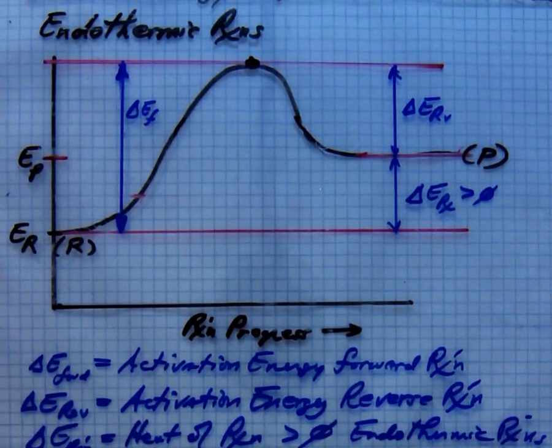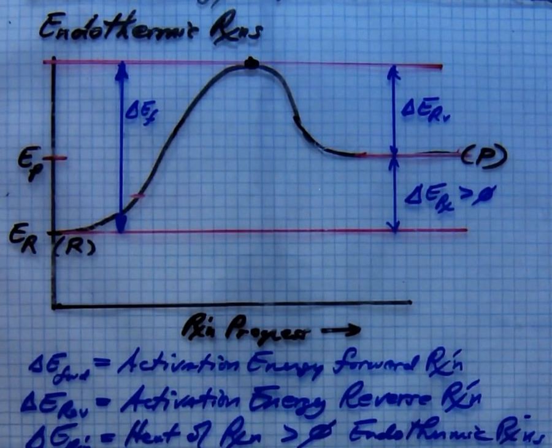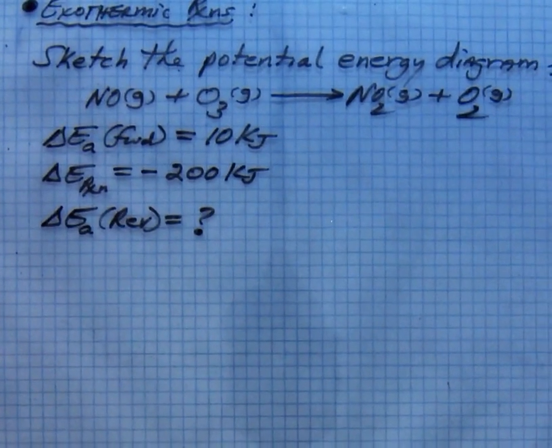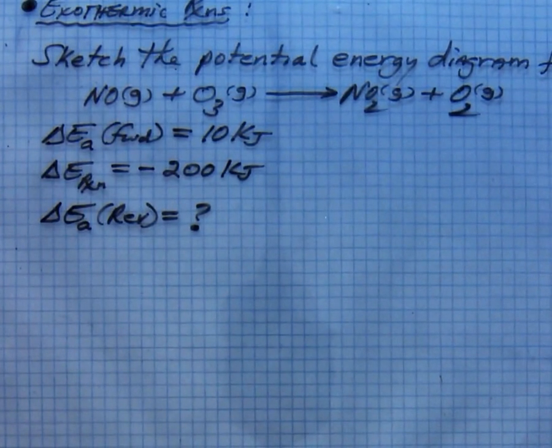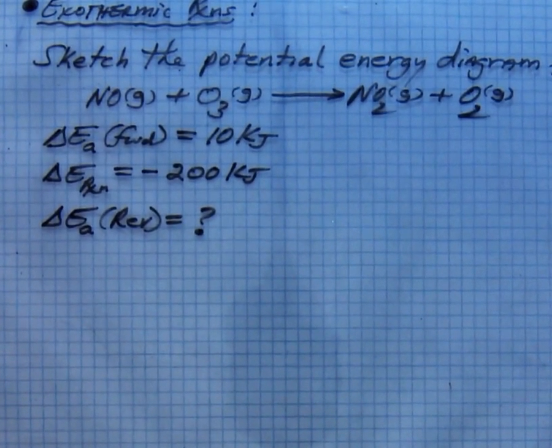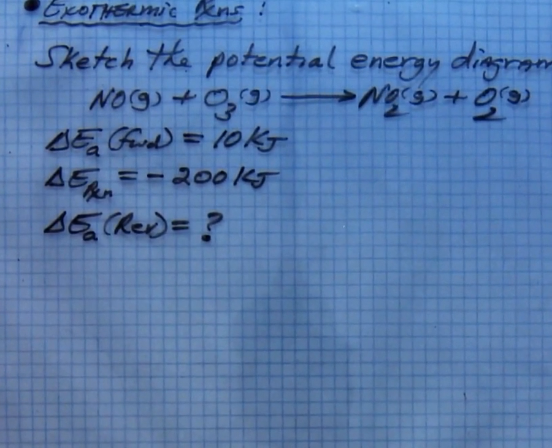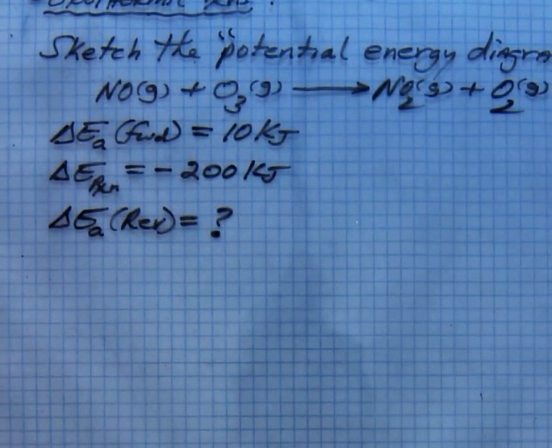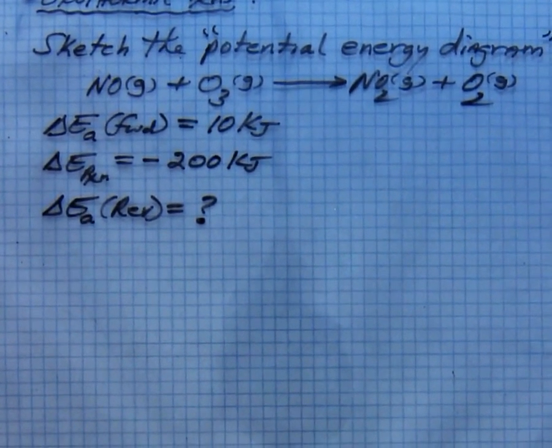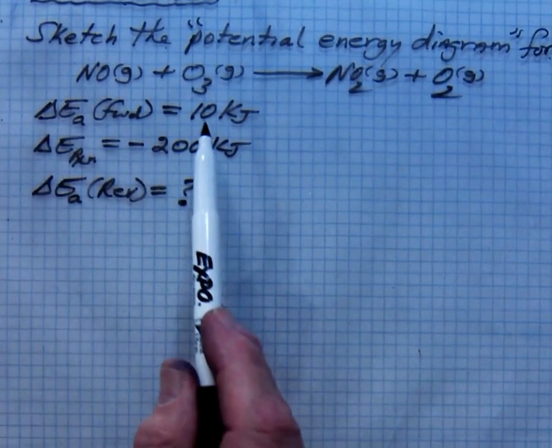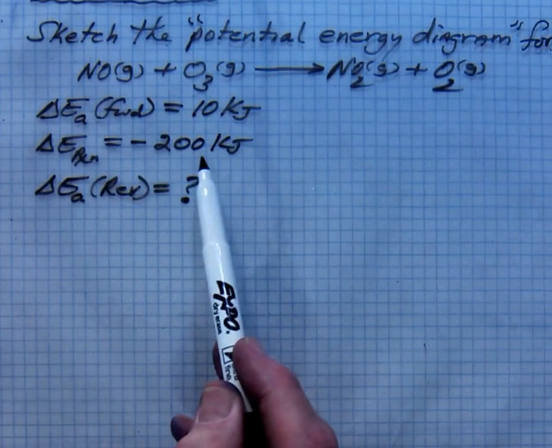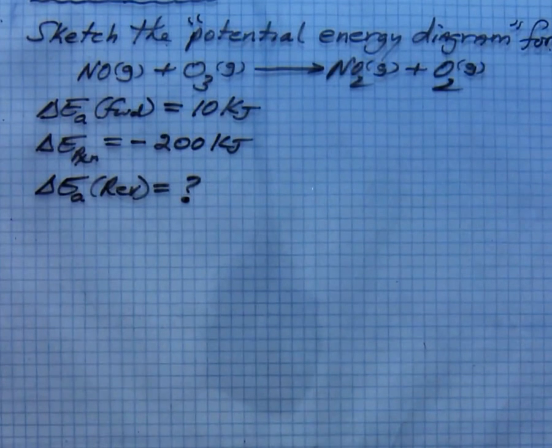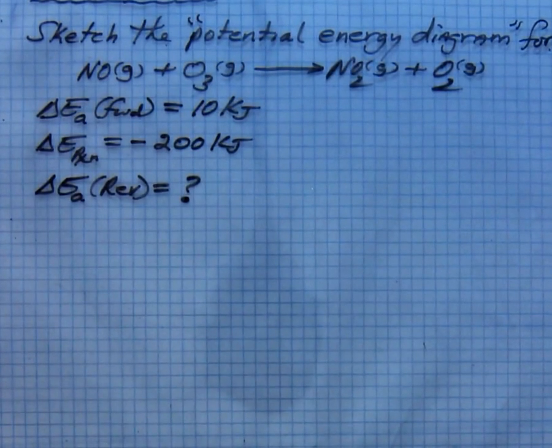Okay? Now, we need to show you a couple of problems, one for the exothermic and one for the endothermic, so you have a reference at exam time. Okay, here is a typical problem dealing with exothermic reactions, where you are asked to sketch the potential energy diagram for this reaction. The forward reaction has an activation energy of about 10 kilojoules. The overall reaction change in internal energy is 200 kilojoules. What's the activation energy for the reverse reaction?